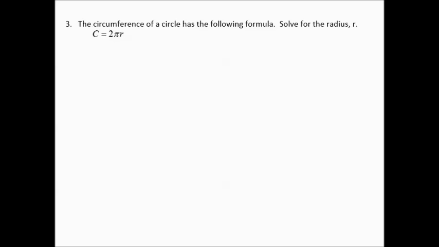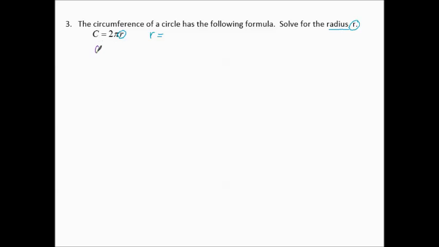Let's look at another example. The circumference of a circle has the following formula. Solve for the radius r. So we notice here we're told what variable we're looking at. So our equation here says c equals 2 pi r. We want to get r by itself. The end of our equation should say r equals.